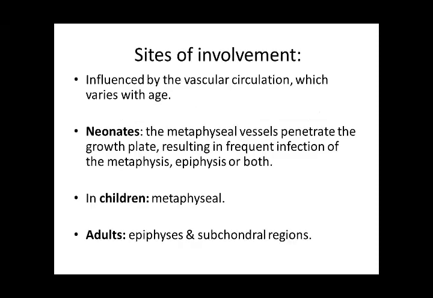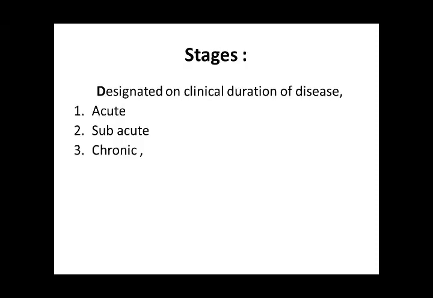The site of involvement is influenced by the vascular circulation, which varies with age. So in neonates, children, and adults, separate areas are more prone to develop infections. In neonates, metaphyseal vessels penetrate the growth plate, resulting in frequent infection of the metaphysis, epiphysis, or both. In children it is the metaphysis. In adults, it is the epiphysis and subchondral regions. Stages are designated by clinical duration of disease. It can be acute, subacute, or chronic.